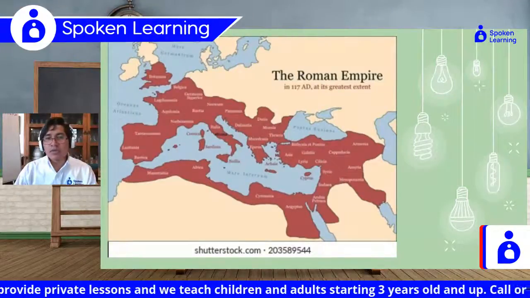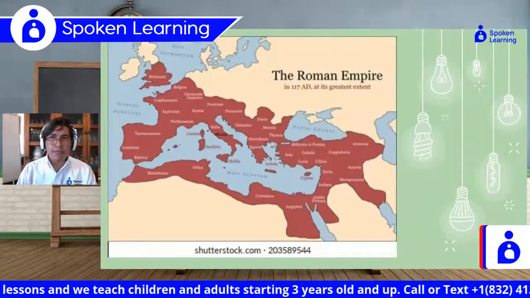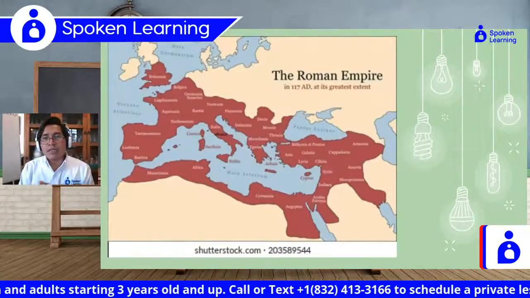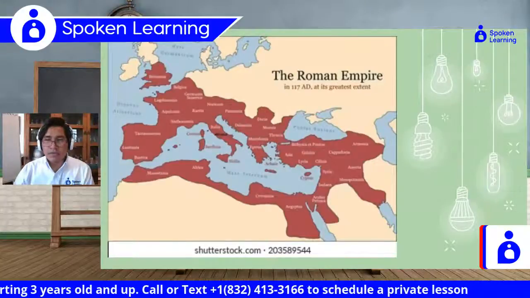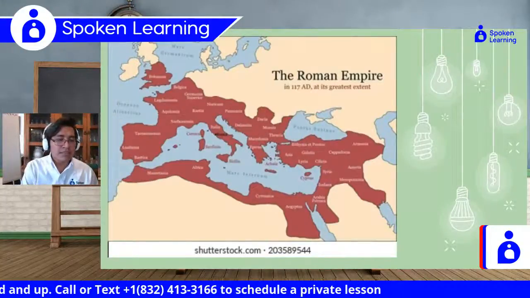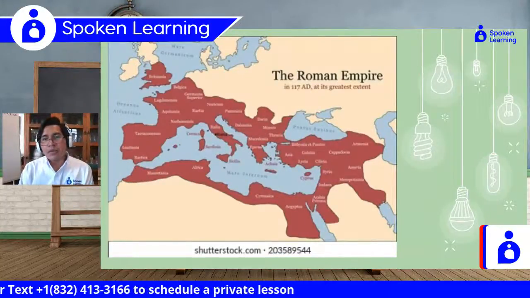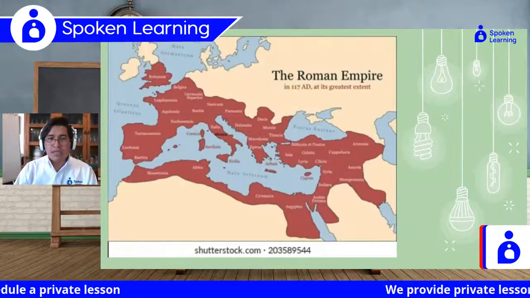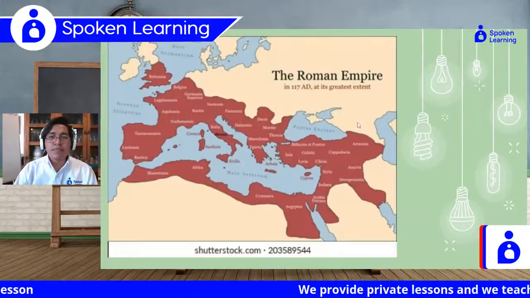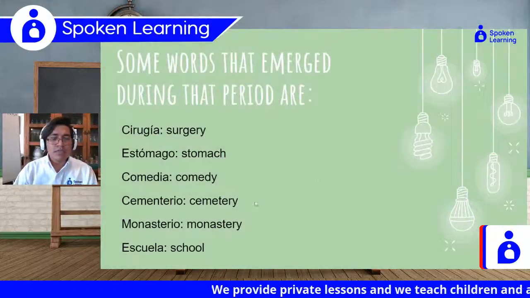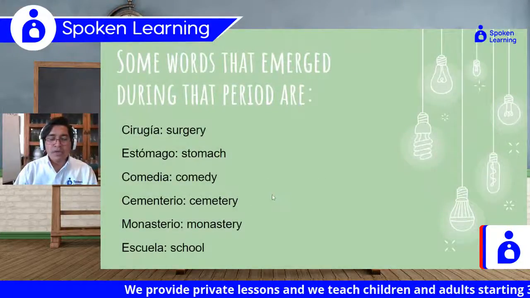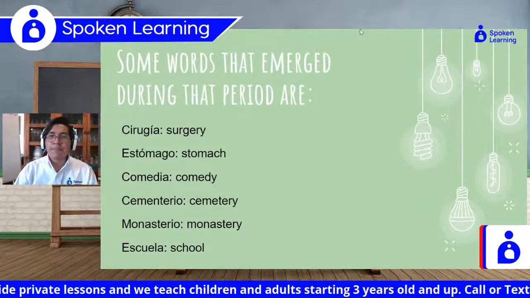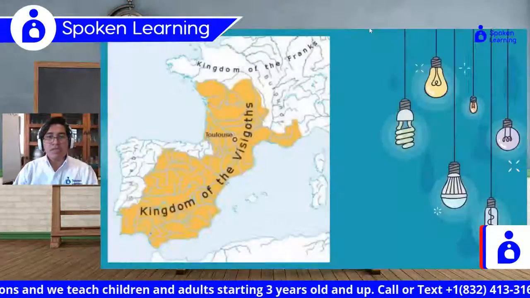Those words were mixed between Latin and the dialects they spoke in Hispania. So those words are that old. Okay, these are the words: cirugía, estómago, comedia, cementerio, monasterio, y escuela. Okay, so let's go with the next part.